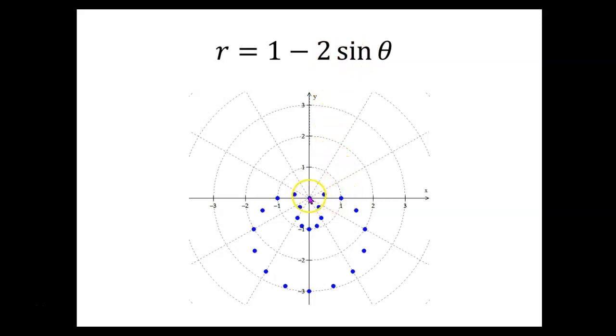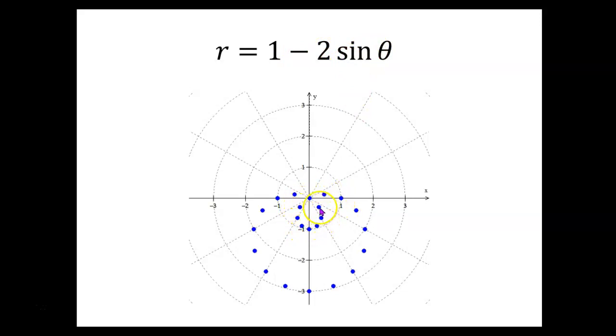But before we get to pi over 2, let's look at what happens when we are at an angle of pi over 6. The sine of pi over 6 is 1/2. 2 times 1/2 is 1, 1 minus 1 is 0. So by then we're down to 0. And if we keep on going to pi over 2, sine of pi over 2 is 1, 2 times 1 is 2, 1 minus 2 is negative 1.